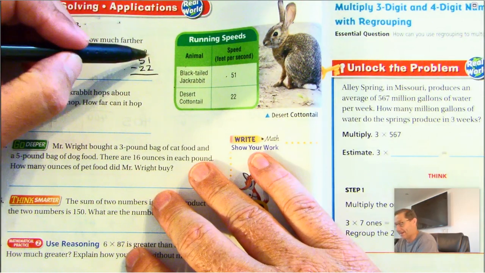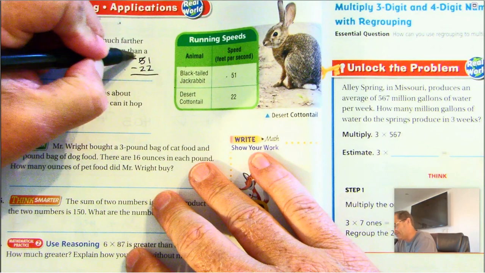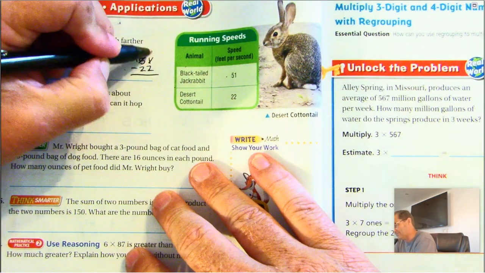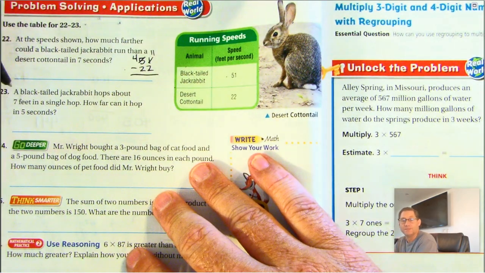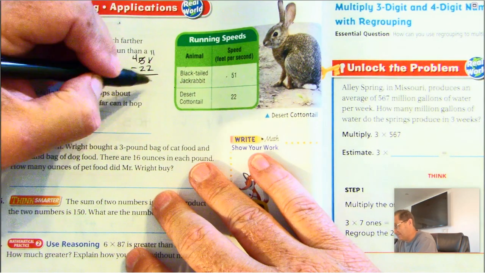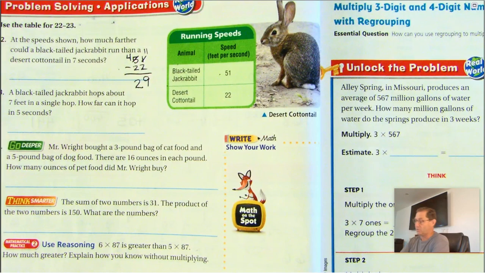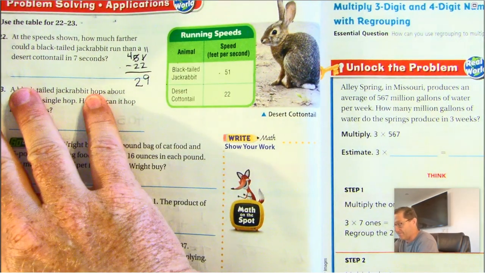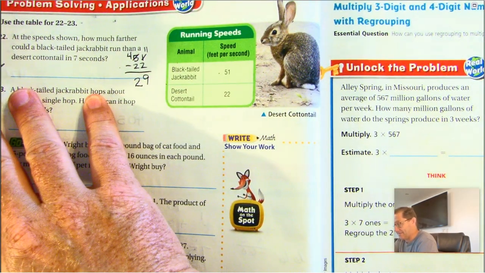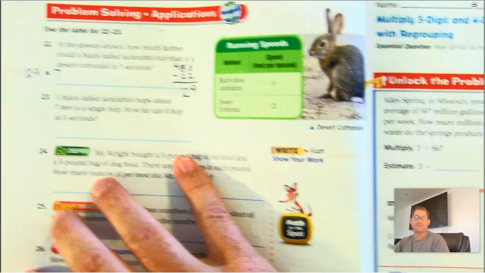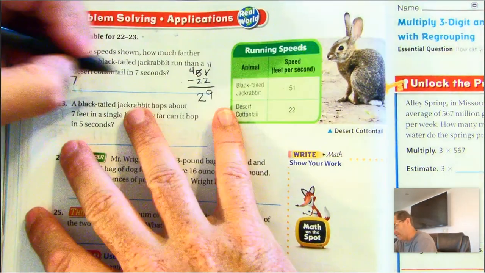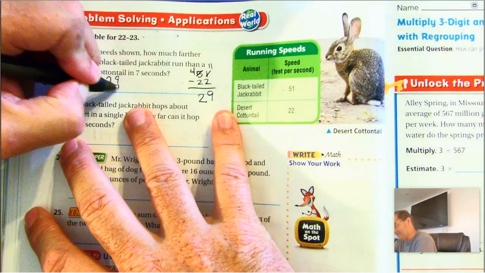2 taken from 1 I can't do, so I'm going to rename the 5 tens as 4 tens and 10 ones. So now I have 11 ones. So the jackrabbit will go 29 more feet every second for 7 seconds. So what is 29 times 7?